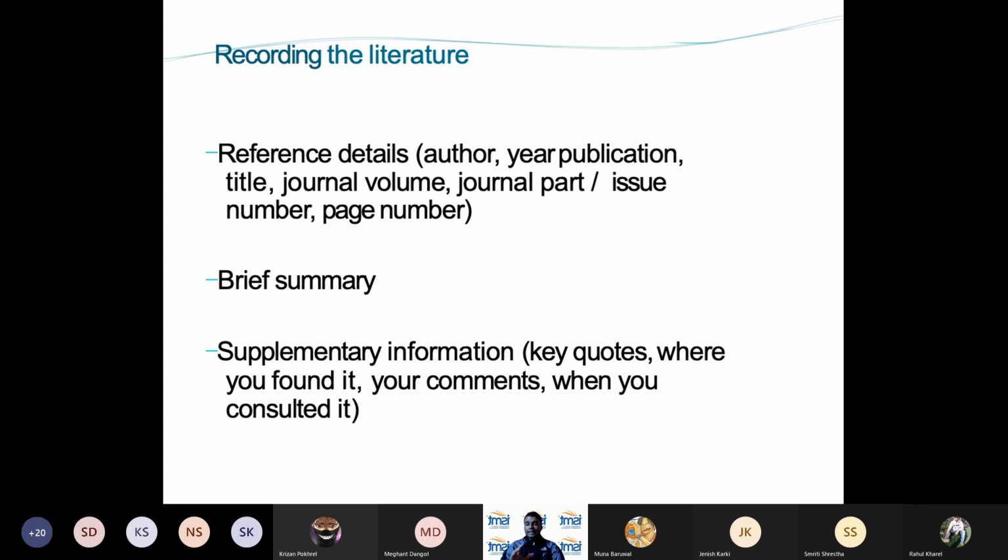It's okay while writing. Here I am focusing on how to prepare the literature review section while you prepare the proposal. Can you see this second slide? Recording the literature, brief summary, supplementary information. Are you able to see the slide? Yes, sir.